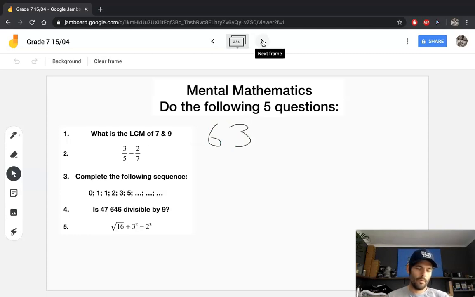Then we have 3 over 5 minus 2 over 7. And you know that when we add or subtract fractions, your denominator needs to be the same. So again, I'm looking for the lowest common denominator of 5 and 7. You can write out the 5 times table or the 7 times table. You should be looking at the number 35. So your lowest common multiple is going to be 35.